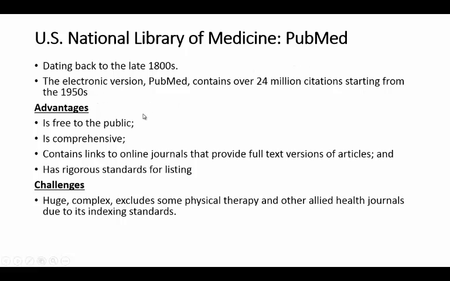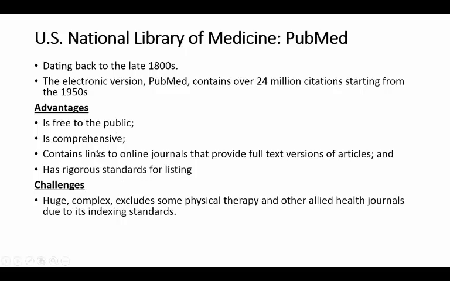PubMed is excellent because it is free for the public, so you don't have to pay a subscription. It is very, very comprehensive, has a lot of information. It also contains links to online journals that provide full text. So it will not just give you the citation, it will also give you the full text of some of the articles. It has rigorous standards, so everything that is cited in PubMed is usually very high quality research because they will not just publish anything or index anything.